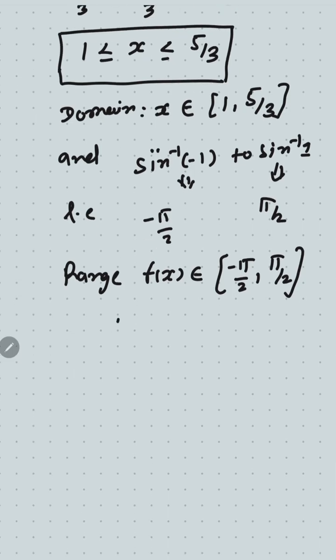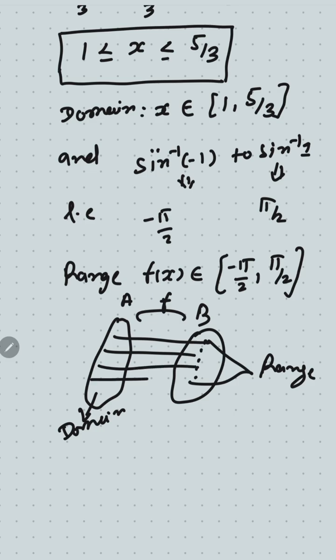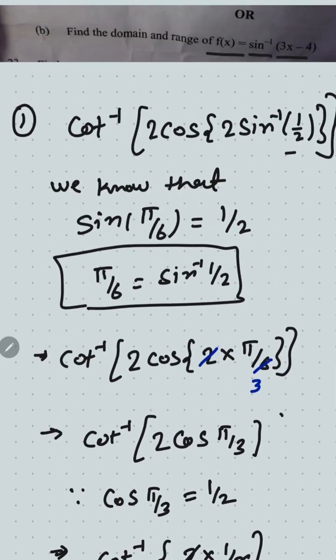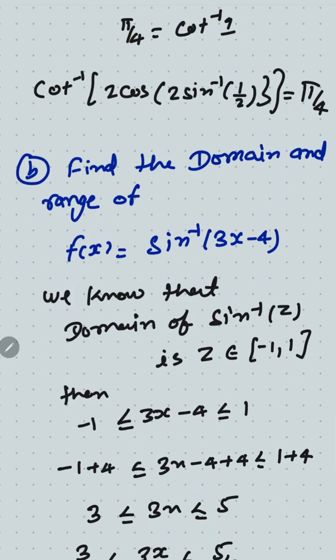Okay, basically that is the domain of the function from a to b, and suppose that these values are the range. Okay, they are connected, so this is the domain and this is the range. Then this question is completed. Now move to the next question.